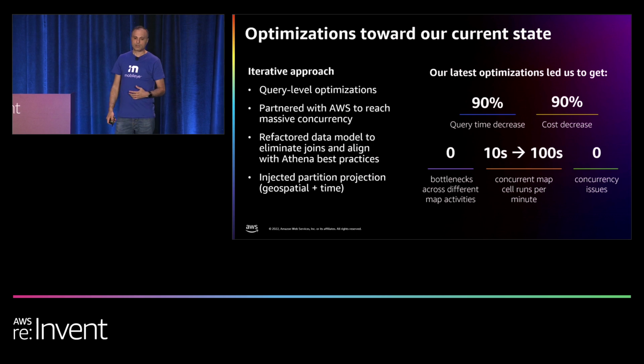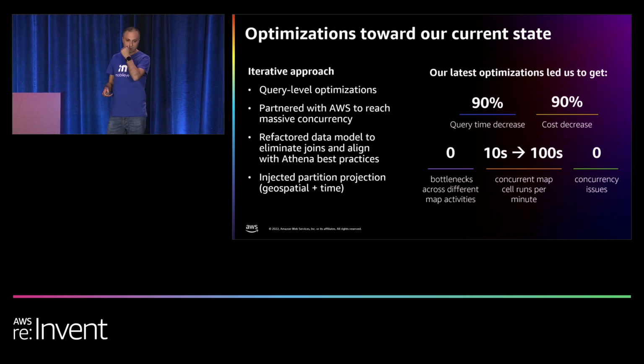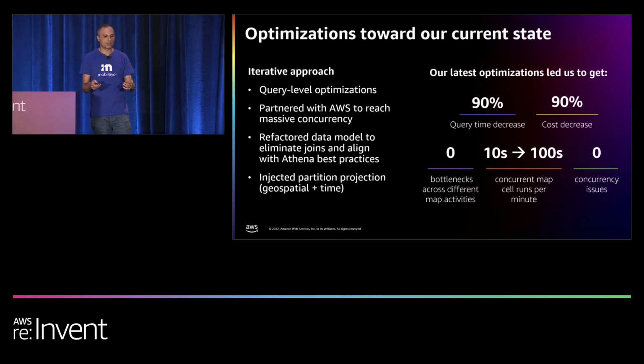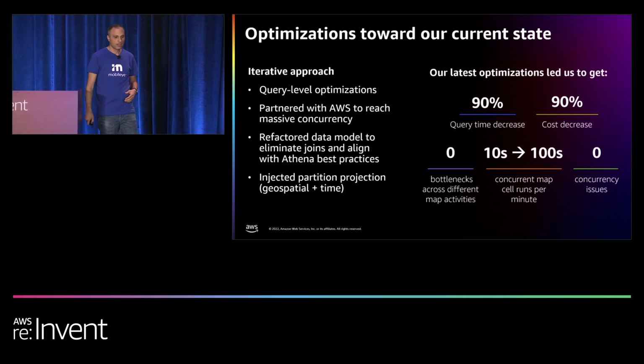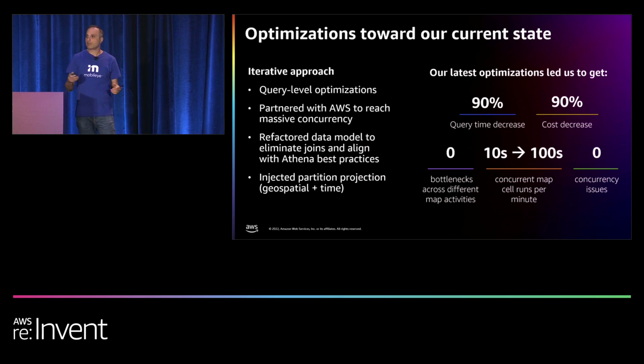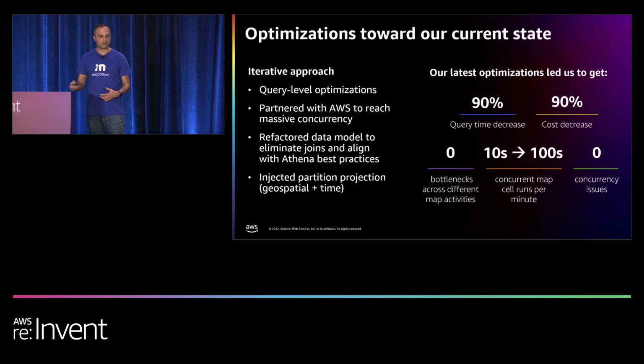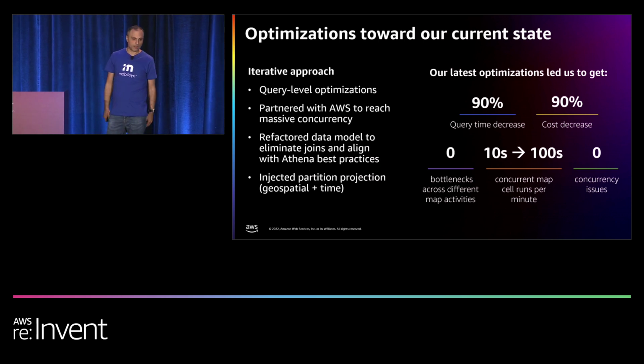For example, our typical query usually filters by geospatial and time. By using a new feature of Amazon Athena back then called partition projection, we were able to add a geospatial partition, which uses tens of thousands of partitions per day, allowing us to get amazing optimization by reducing the amount of data scanned. With this optimization, we reduced the query time by 90%. We also reduced the cost by 90%. And it got us to 0 concurrency issues. We can now run hundreds of concurrent queries instead of dozens, and we have 0 bottlenecks between different map activities, which was a very big pain point back then.